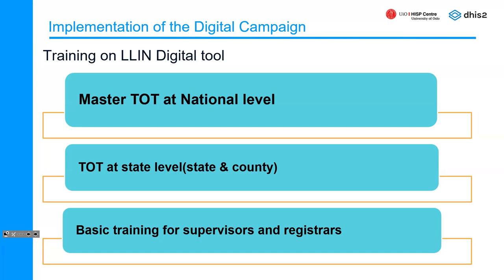The last level is comprised of the community members. Some of them have never even had the opportunity to see the latest mobile phones. You know, some do not have smartphones, some do not know how to use gadgets and all this. So it was really a big issue for us to make sure that they were trained first on how to use the mobile phone and later on how to use the DHIS2.